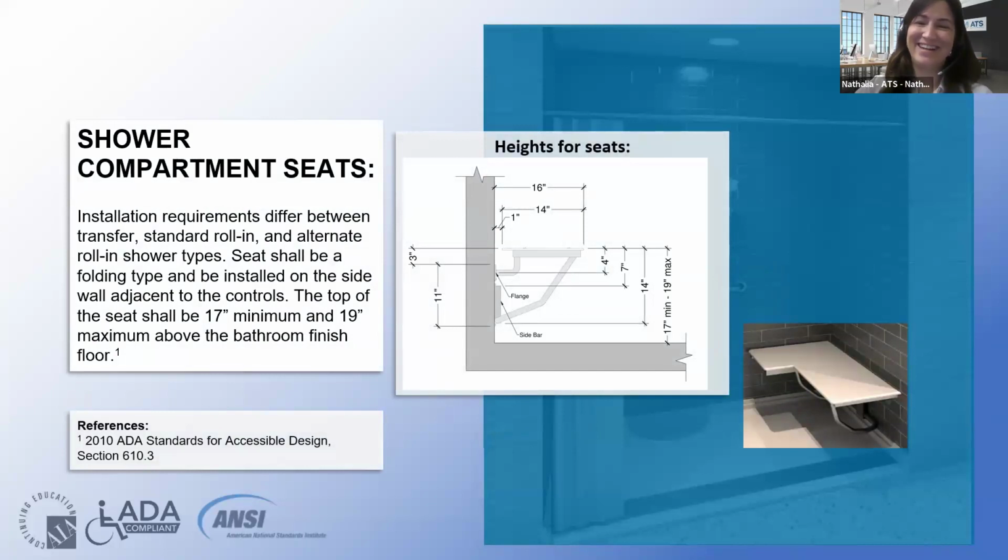As I mentioned before, we have some different mounting requirements depending on the shower type that you are designing. But basically, the seat shall be a folding type and installed so that the top of the seat is 17 inches minimum and 19 inches maximum above the finished floor.